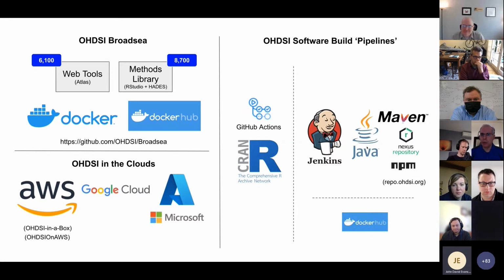So right now we have a combination for the packages. We have GitHub Actions and CRAN as a repository. Over on the right-hand side here, we have Jenkins, which is an older approach to building software. And that's used on, I guess, the Java side of the house, Atlas, WebAPI, all those pieces. And we have a repository, repo.ohdsi.org. So when we build the software, it goes up into that repository, so you can bring it down and install it locally.